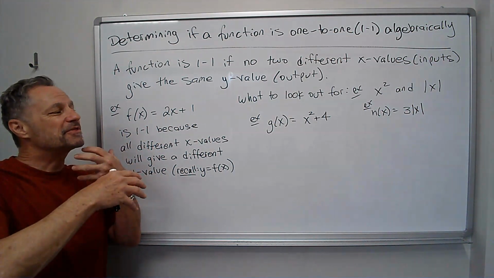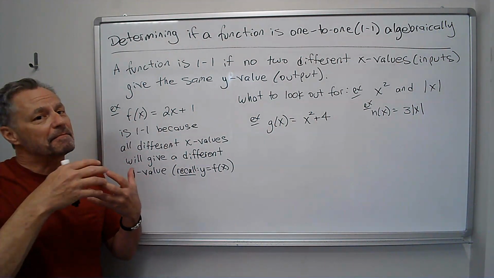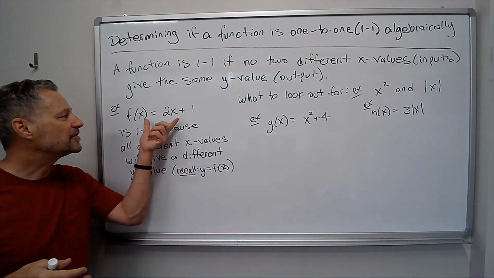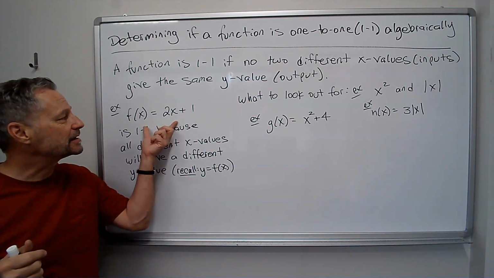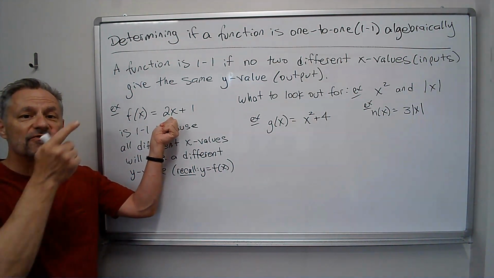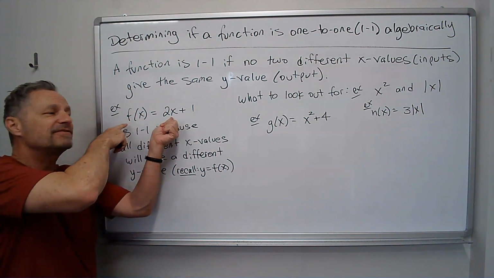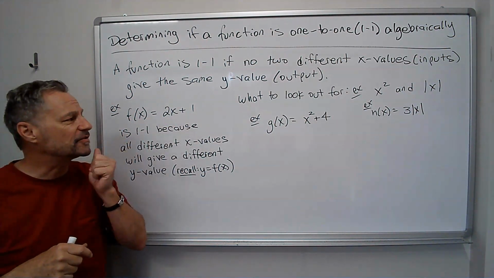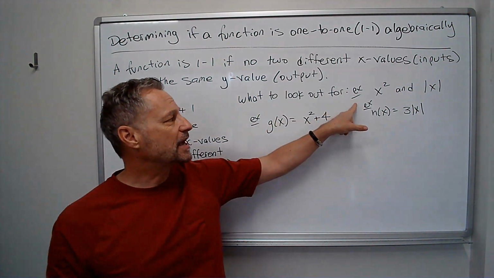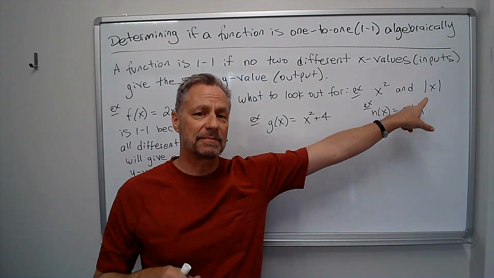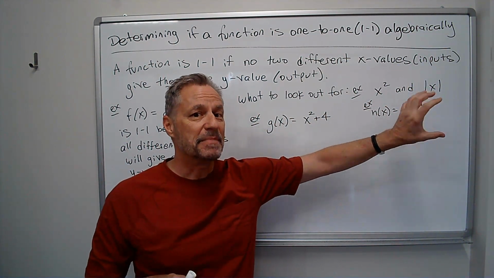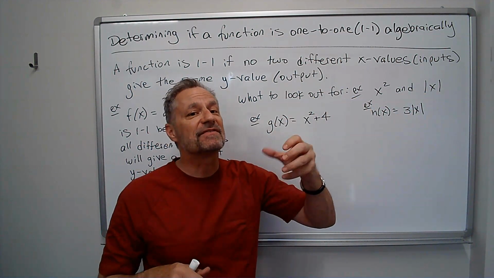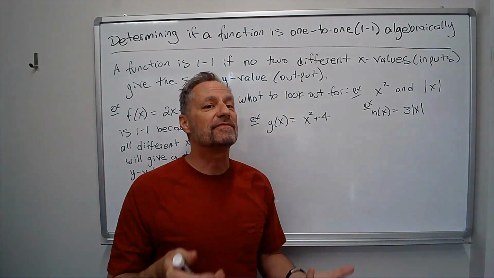Let me show you some things to look out for to see if it might not be. Because on this one, you just kind of have to trust me. I challenge you, find two different x values that will give you the same y value. You can't in this function. But what to look out for is things like x squared and absolute values of x. Because then positives and negatives of the same x value will give you the same y value.